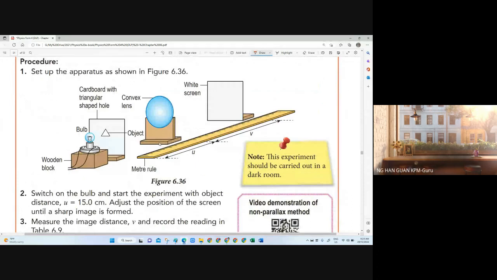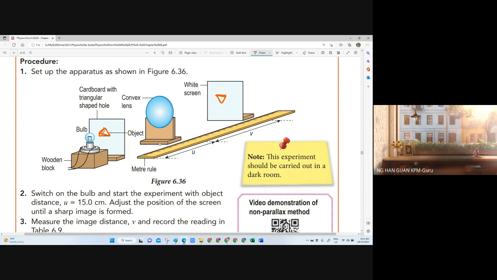In this experiment you can see we have the convex lens here, and then we have the object. There's a bulb so that light can pass through the object, and then pass through the convex lens, so it will form the image on the screen. Basically, in these experiments, all we did is for the real image. For a real image, the image that appears on the screen will be upside down, because of the object. When light passes through, the image is formed upside down. And the size doesn't matter.